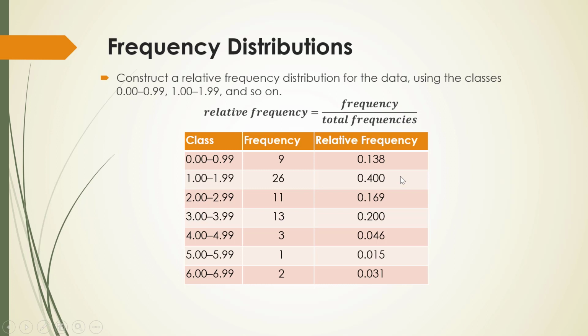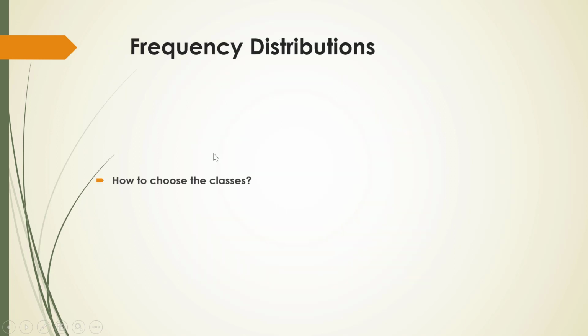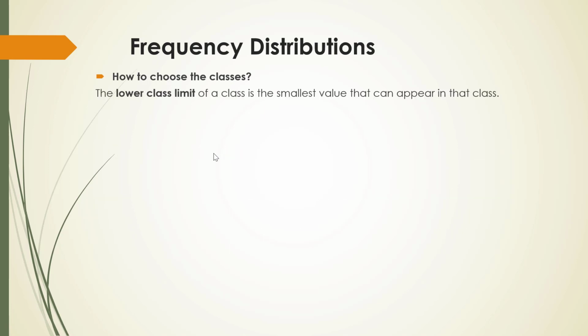I repeat: first break the dataset into classes, and then construct the frequency distribution and relative frequency distribution. However, the choice of classes is up to us. You are free to choose the classes, so different people with different choices of classes will end up with different frequency and relative frequency distributions. So the question is how to choose the classes.